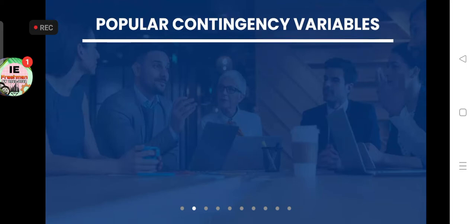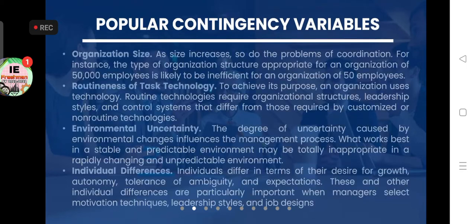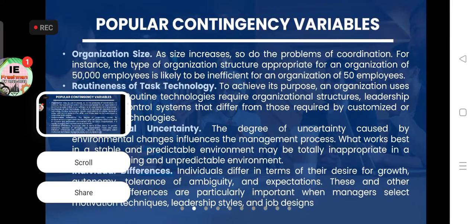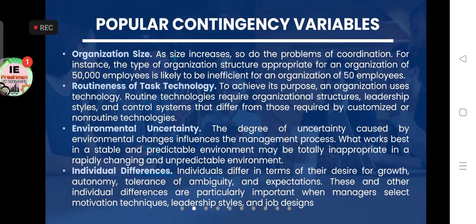So these are common or popular contingency variables. Organization size: as size increases, so do the problems of coordination. For instance, the type of organization structure appropriate for an organization of 50,000 employees is likely to be inefficient for an organization of 50 employees.